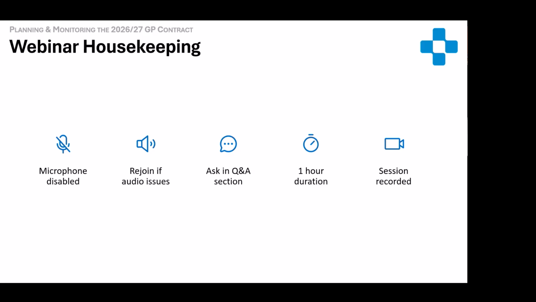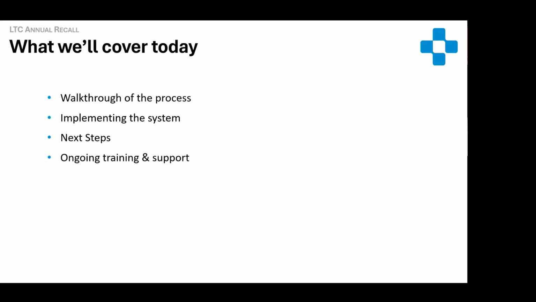Today's session is split into 4 main sections. First, I'll walk you through the overall process and explain the key changes. We'll then look at some important things to consider when implementing the system in your practice. After that, Hazel will demonstrate the resources in EMIS and show you how the workflow works in practice. And finally, we'll cover next steps along with the training and support available to you to help you with your implementation journey.